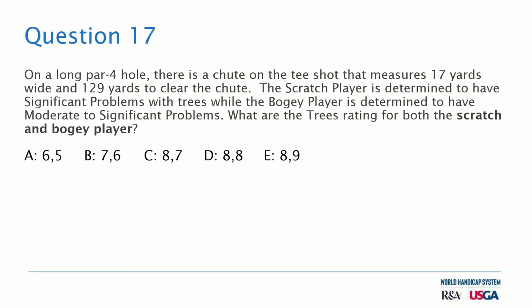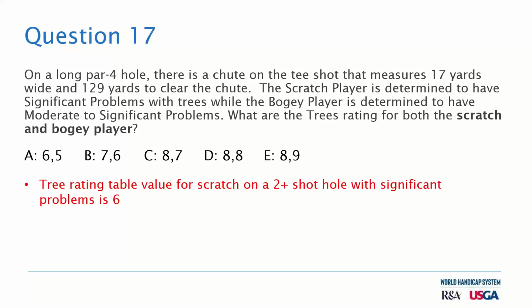90% got this question right, so maybe we'll just breeze through this as most of you got this right. On a long par 4 hole, there's a chute on the tee shot that measures 17 yards wide by 129 yards to clear that chute. The scratch player is determined to have significant problems with the trees, while the bogey player is determined to have moderate to significant problems. What are the trees ratings for both the scratch and bogey player?